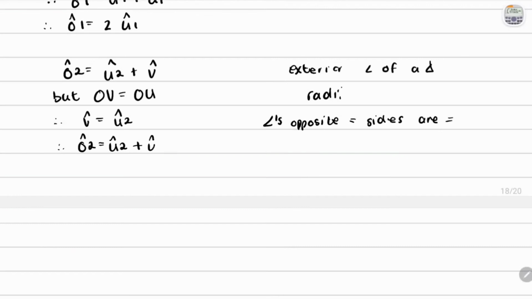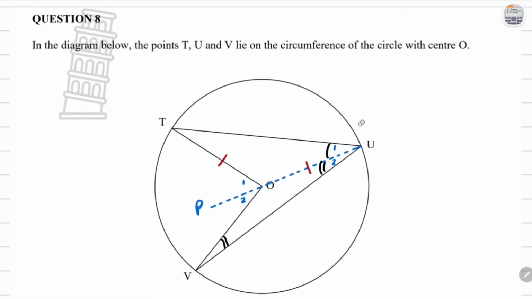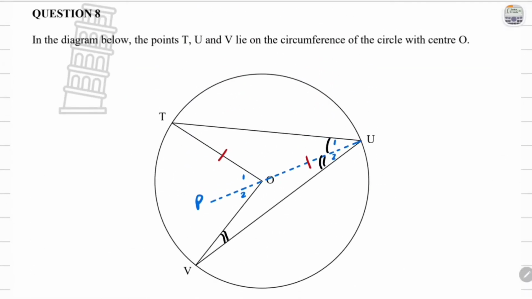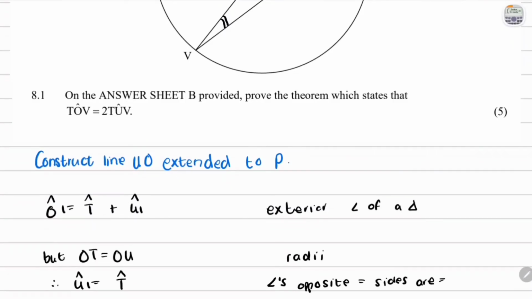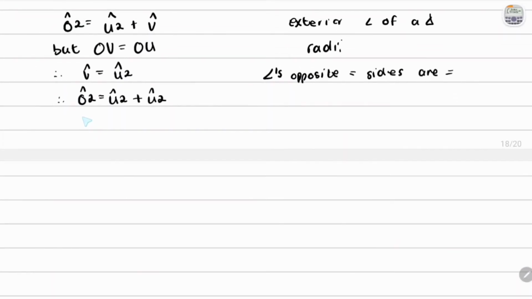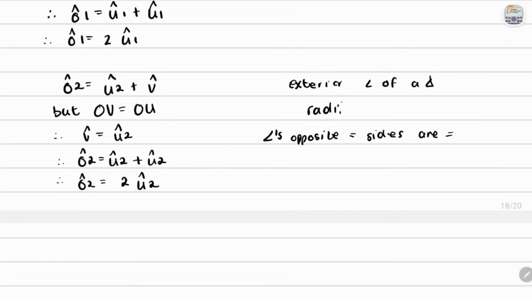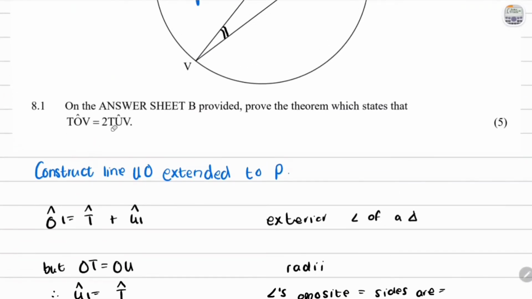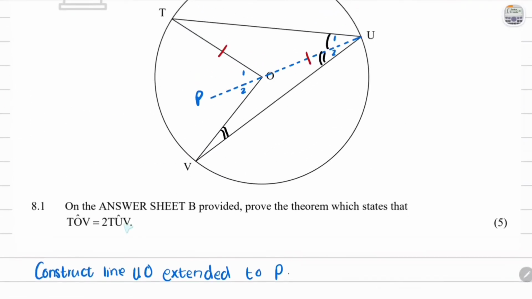Remember, we're focusing on U2 because it is that angle at the circumference that we're trying to prove in TUV. So because of that, it means that angle O2 is really just equal to 2 angle U2. Okay, so remember what we're trying to prove is this. TOV is equal to 2 times the size of TUV.